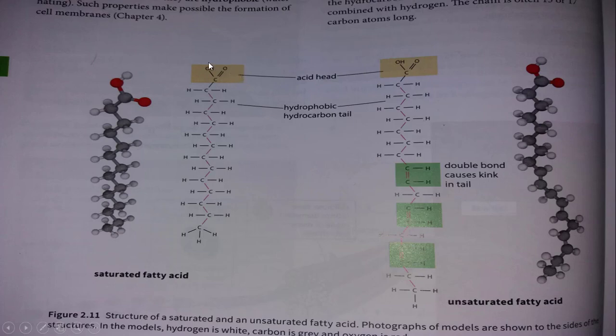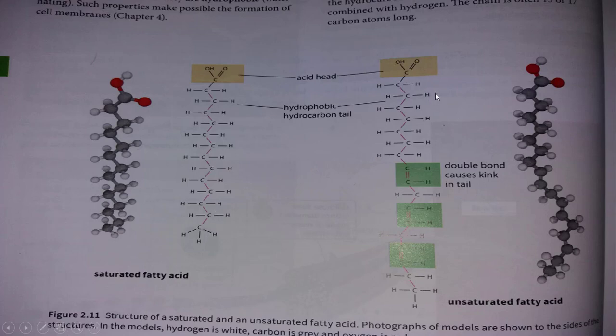It means that this part can dissolve in water. Now look at down here. All these molecules are said to be hydrophobic hydrocarbon tail, because it cannot be dissolved in water. Now you can see that all the bonding in this molecule is single covalent. All the bonds between carbon and carbon are single covalent. Therefore, this molecule is said to be saturated fatty acids.